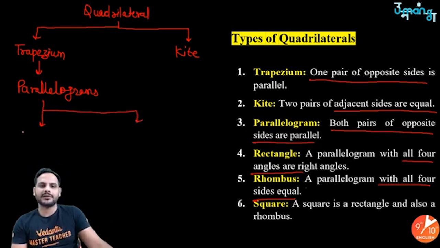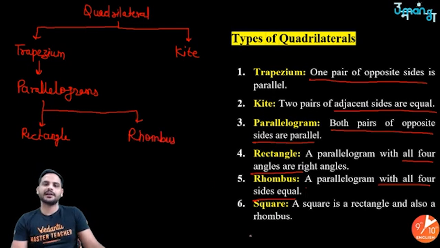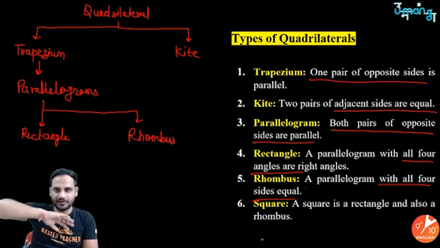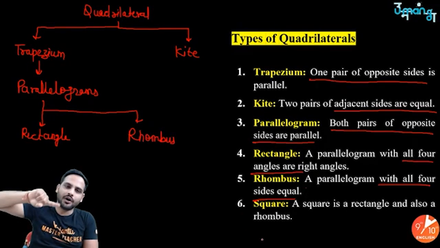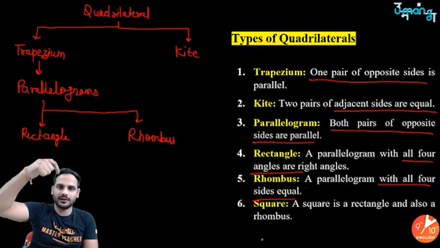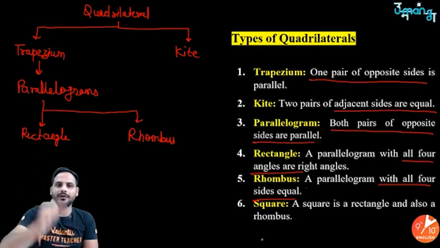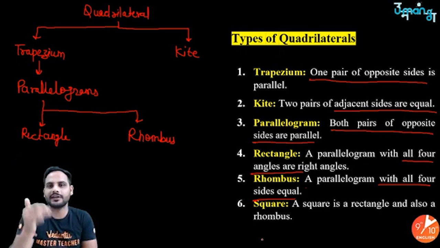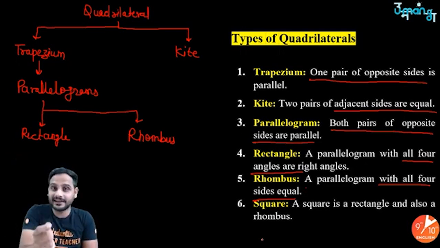Okay. Now under parallelogram, we have three more parts. Under parallelogram comes your rectangle, because a rectangle is also a parallelogram, and a rhombus also is a parallelogram. Rectangle as well as rhombus, both come under parallelogram as well as under the trapezium. So I can say all rectangles are trapezium, true. All rectangles are parallelograms, true. But if I go opposite, all parallelograms are rectangles, false. Because not all parallelograms follow the definition of a rectangle.